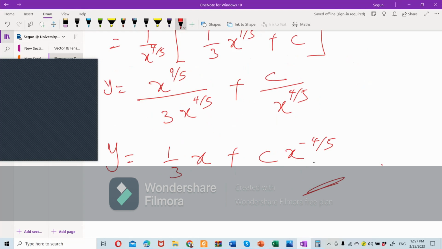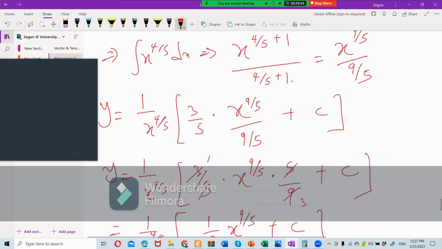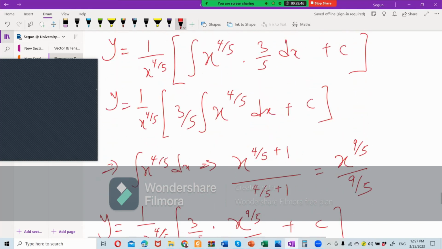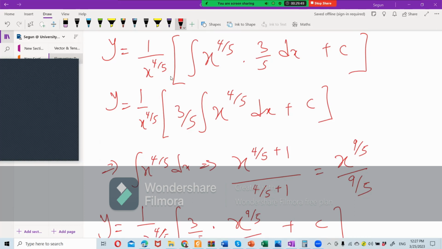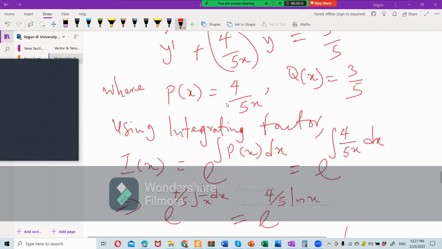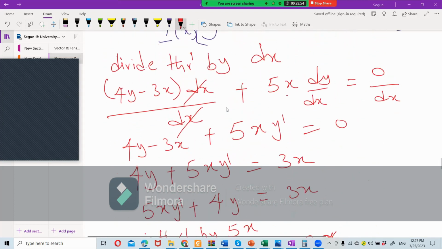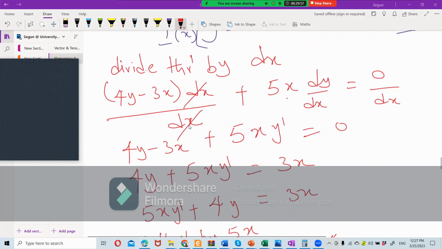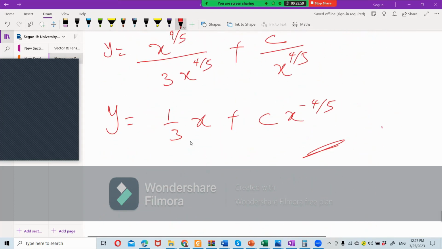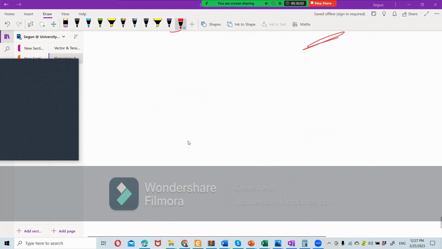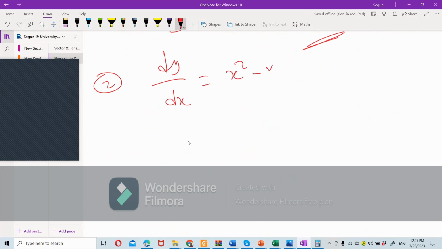Okay, let's look at another one. We have a different scenario. The one we did now is just a scenario whereby if you are given something that has this form of the question, that is what we saw. So question 2, let's say we have the y of x is equals to x squared minus y over x.